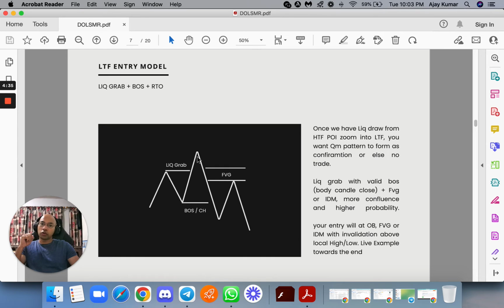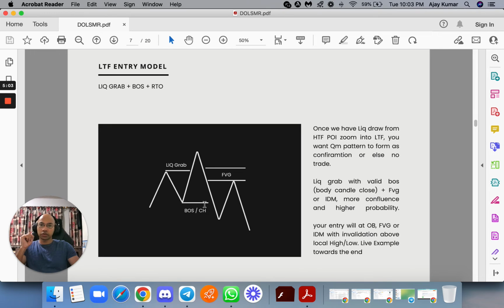So once we are on this lower time frame chart, which is the 15-minute or 5 minute chart, we are going to look for our entry, and we are going to enter when price does a Quasimodo pattern. So this is a Quasimodo pattern. Basically, it makes a high, then it makes a low, then it makes a higher high, which is kind of like taking the liquidity above this high, and then it breaks the structure.